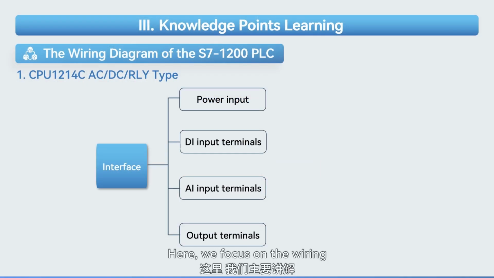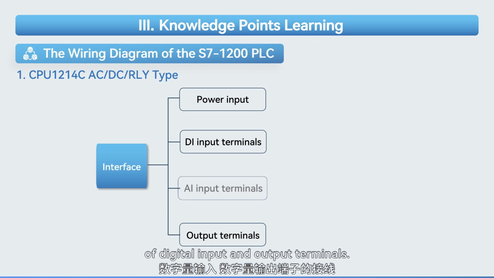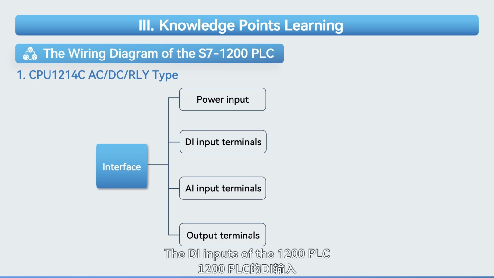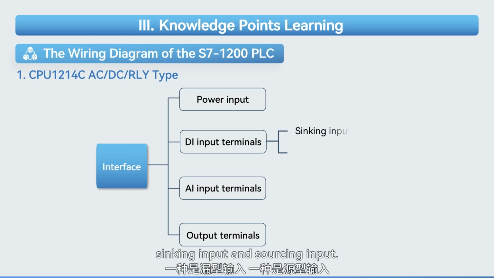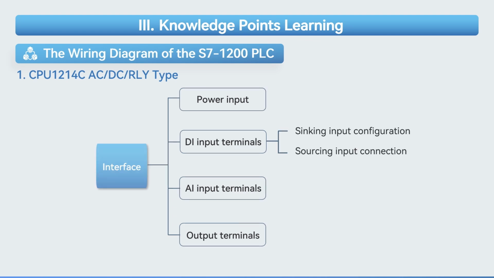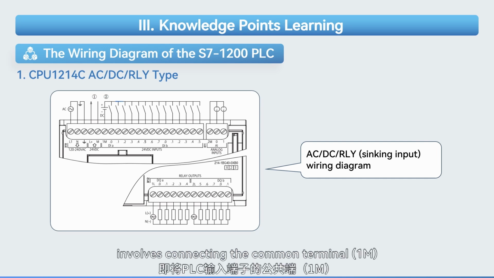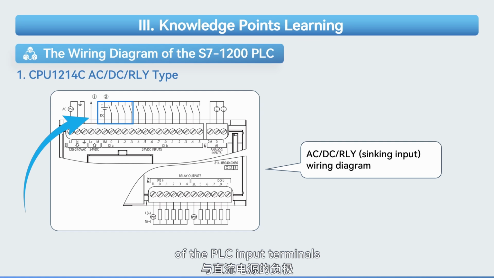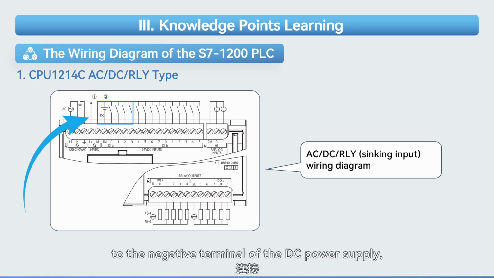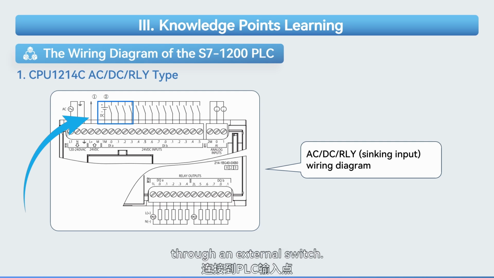Here, we focus on the wiring of digital input and output terminals. The DI inputs of the 1200 PLC support two wiring methods, sinking input and sourcing input. Sinking input, also known as common cathode configuration, as shown in the diagram, involves connecting the common terminal, 1M, of the PLC input terminals to the negative terminal of the DC power supply, with the positive terminal of the power supply connected to the PLC input point through an external switch.